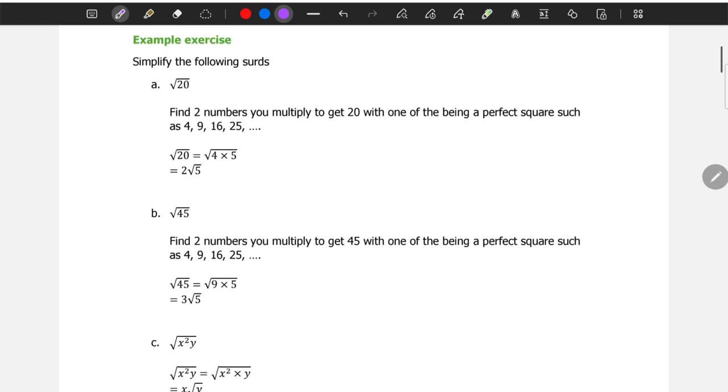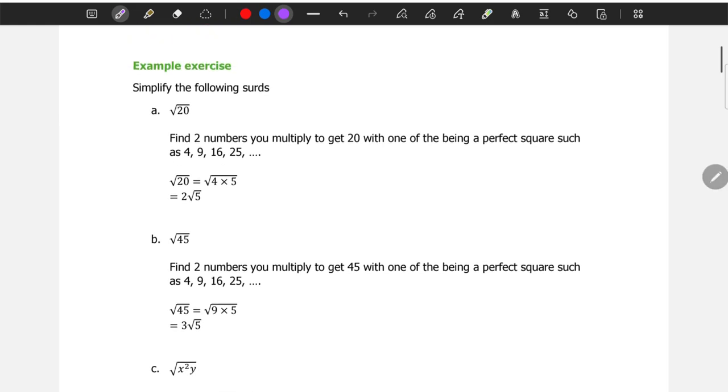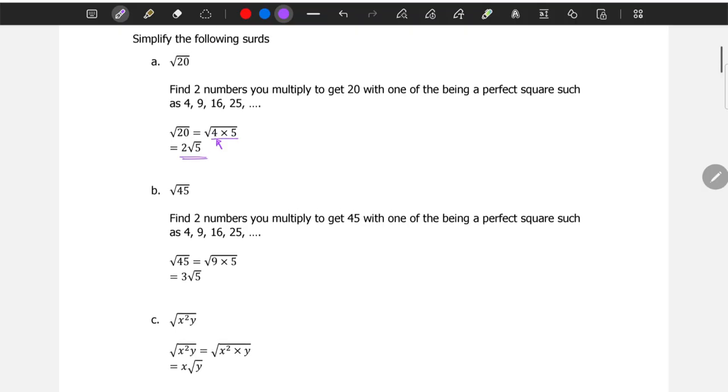So yeah, with more examples, for example, we have square root of 20. It's the same rules where you find two numbers that you multiply to get 20, preferably one of which has to be a perfect square. So looking at factors of 20, we know that it can be 4 and 5, where 4 is the perfect square, and factoring 4 out of the square root sign, we get 2 square root of 5.